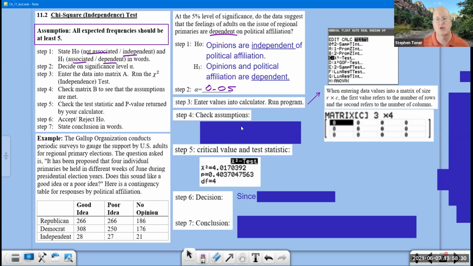Now, as far as checking the assumptions, we needed to check that all the expected frequencies should be at least 5.